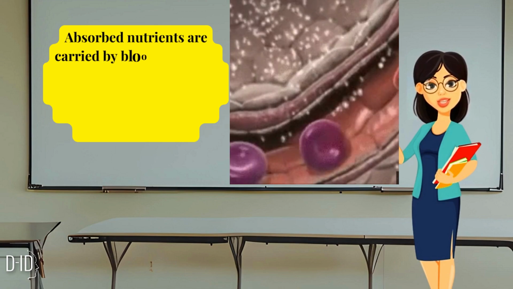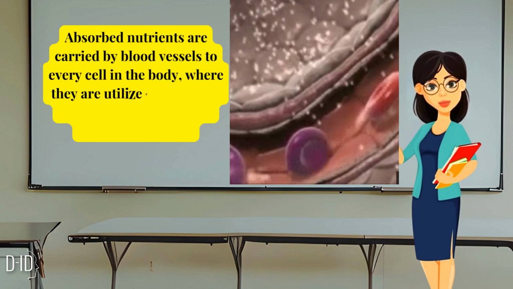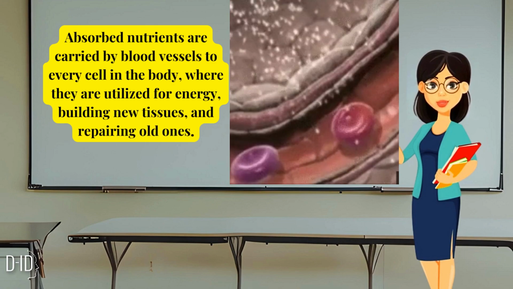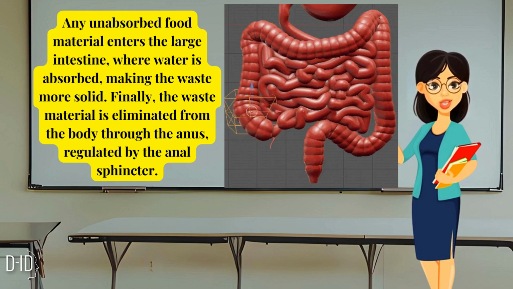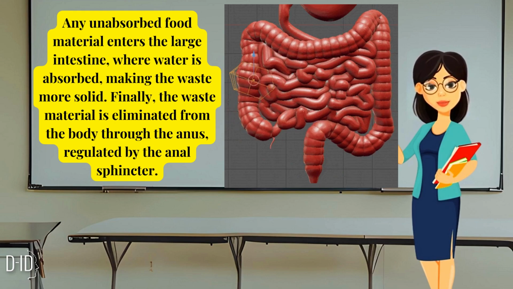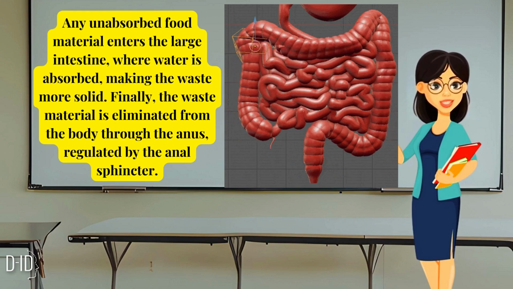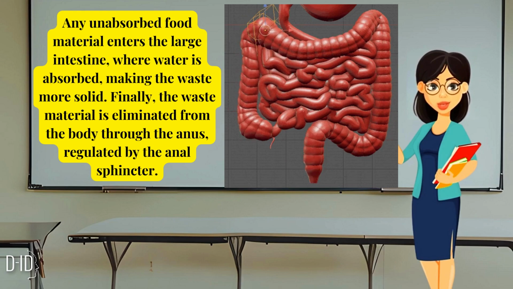Absorbed nutrients are carried by blood vessels to every cell in the body, where they are utilized for energy, building new tissues, and repairing old ones. Any unabsorbed food material enters the large intestine, where water is absorbed, making the waste more solid. Finally, the waste material is eliminated from the body through the anus, regulated by the anal sphincter.